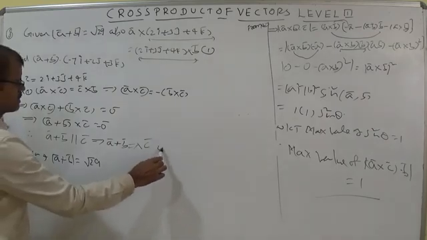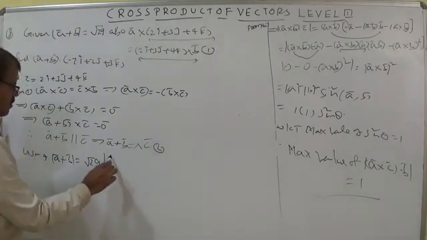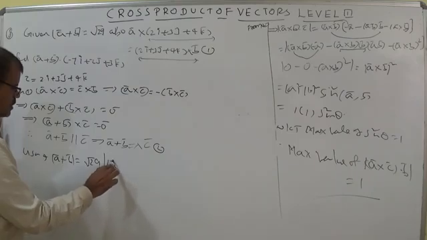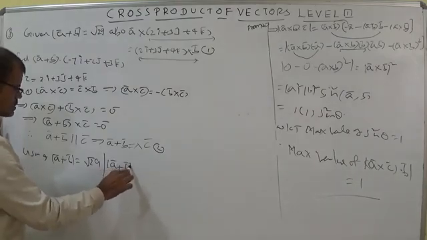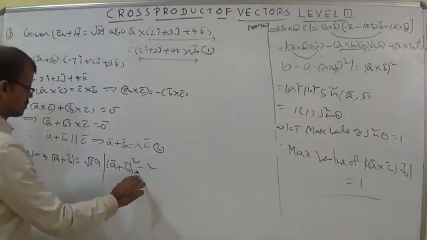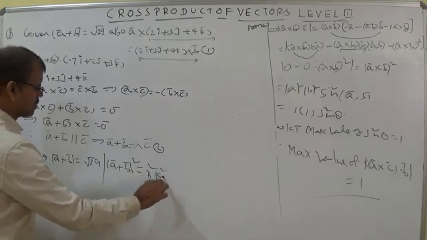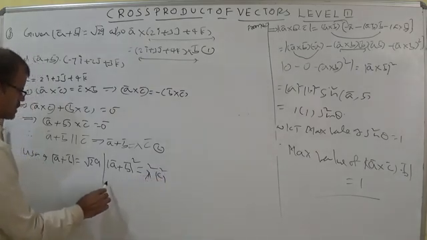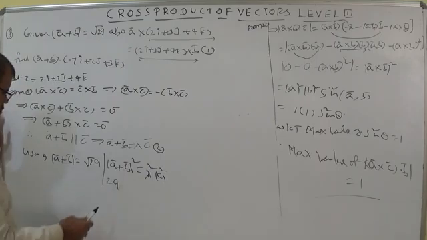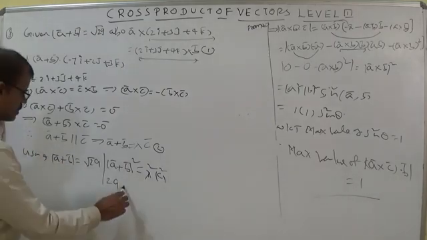Let it be the second equation. Take the mod. Whenever you are taking mod here, modulus of A bar plus B bar whole square equals lambda square into mod C square. What is the value of A plus B whole square here? 29 is there.